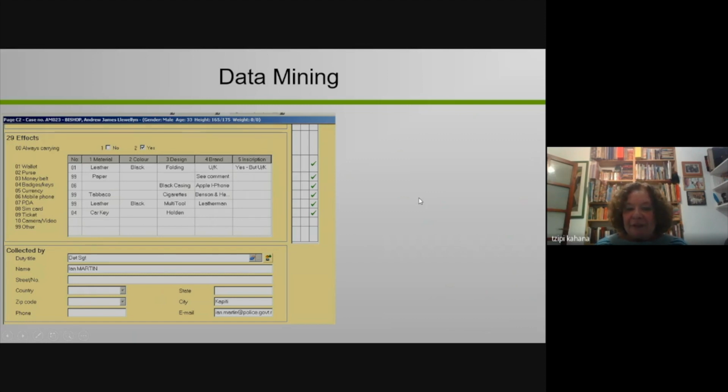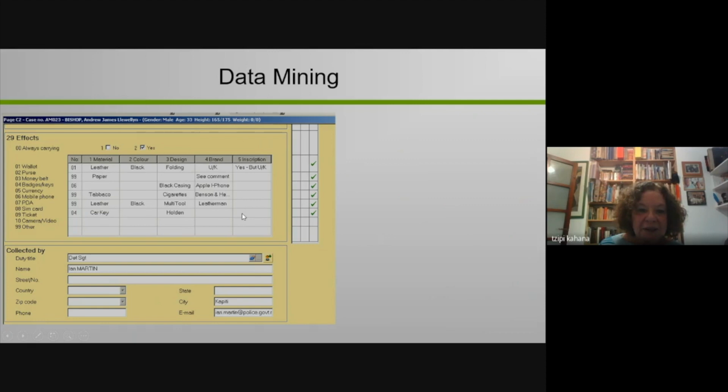The first advantage that this system gives you is that you can do data mining, which means I have some piece of information, I can search all the bodies and all the missing persons and try to find one piece of information within the two sets of data.